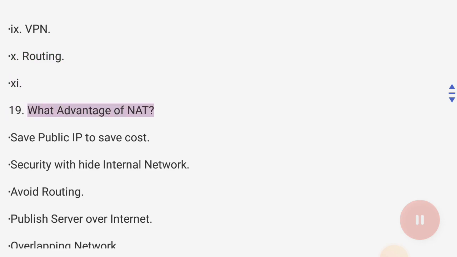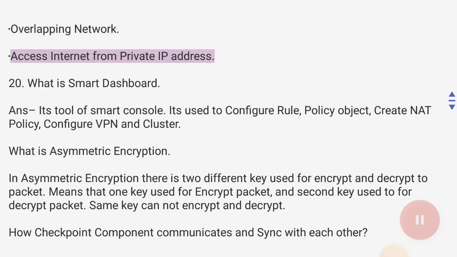19. What are the advantages of NAT? Save public IPs to save cost. Security, by hiding the internal network. Avoid re-routing. Publish servers over the internet. Handle overlapping networks. Access the internet from private IP addresses.